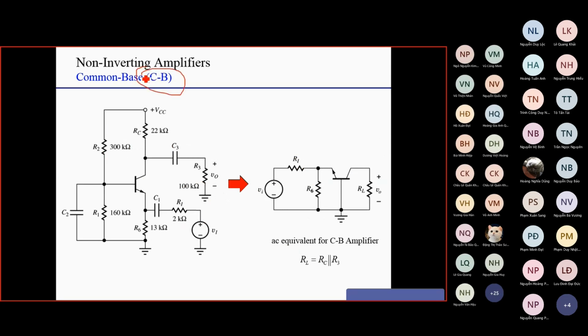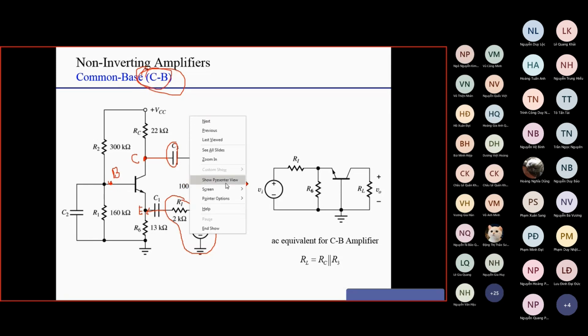For the common base configuration, you can see here the input signal is a Thevenin equivalent. The input signal is supplied to the emitter, connected to the emitter here. The output signal is taken from the collector through the coupling capacitor C3 to supply to the load R3. Okay, so the base is in common. So we call that common base, or CB.